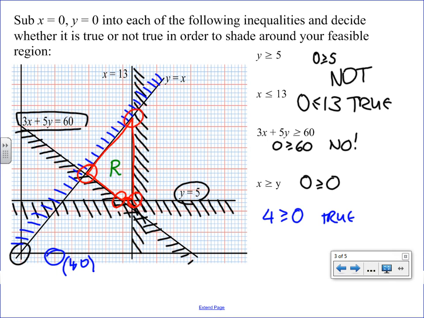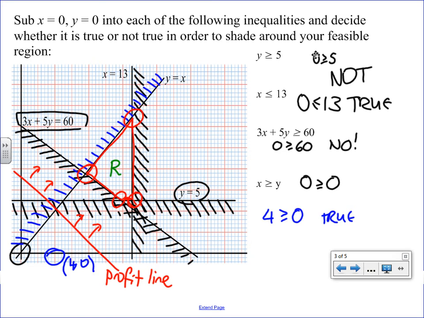So if we were now doing the vertex method for optimizing, we would work out the coordinates of all 4, A, B, C, D, and then put all 4 into whatever function we were maximizing or minimizing and see which one works. Or if we're doing the ruler method, we would plot our objective line, our profit line, or cost line, and then we'd move it parallel and see what the last vertex or the first vertex that it hits is, and then we'd know that's what we wanted as our coordinates.